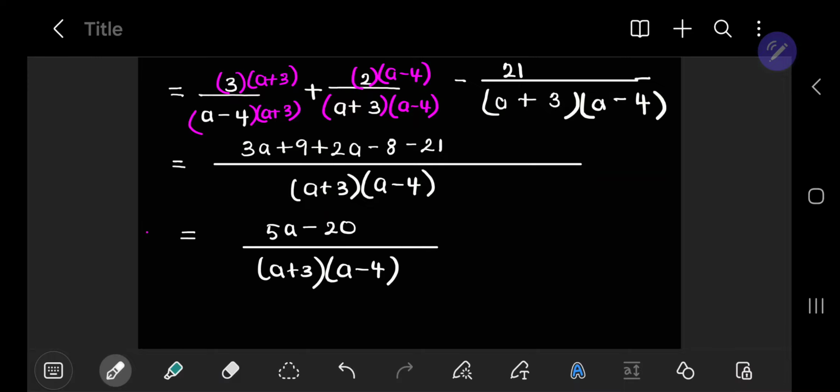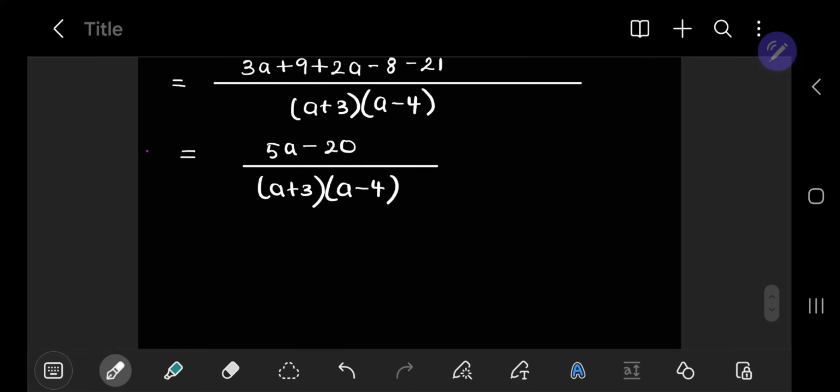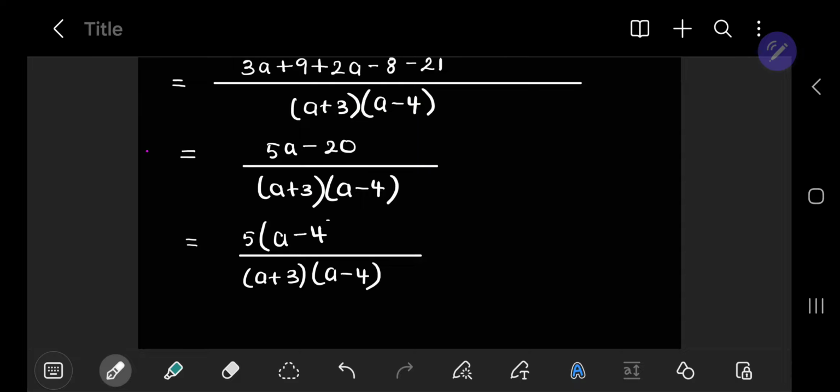However, this isn't our final answer, because when we look at our numerator, we realize that 5 is common in both terms. So the numerator can actually be factorized. I'm just going to keep the denominator as is. Now in my numerator, I'm going to pull out 5 as a common factor. In my first term, I'm left with a. In the second term, I'm left with negative 4.